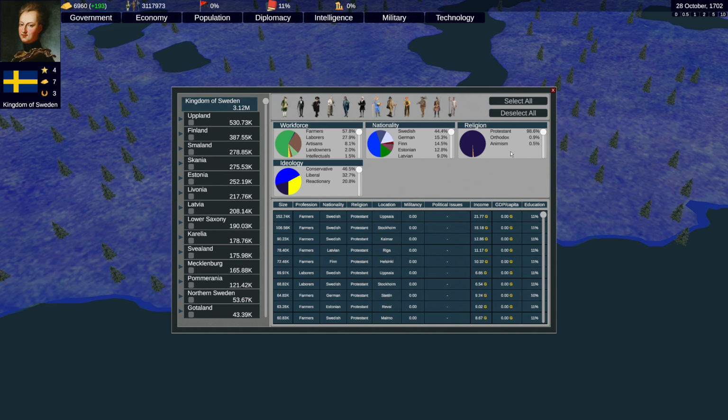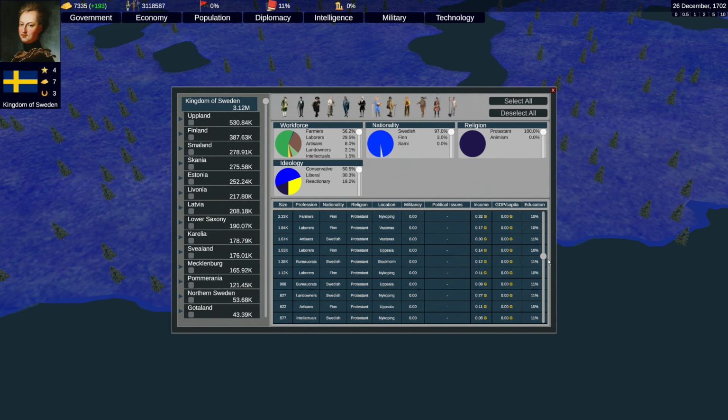A little bit below that you have the pie charts, which you can again use to examine certain details about your pops, such as their ethnic composition or the jobs that they have. Currently there are only 4 pie charts, but in the future I may add 2 more related with politics. And finally, on the bottom, you have the population ledger.